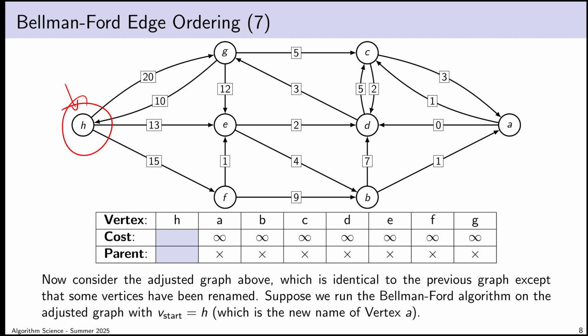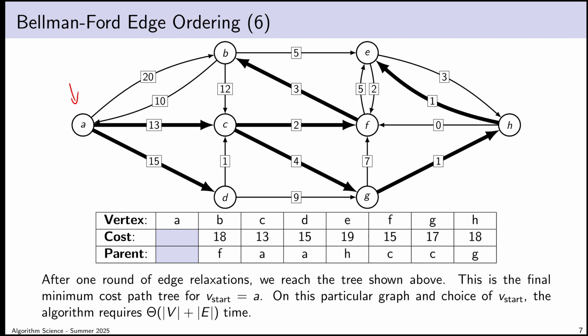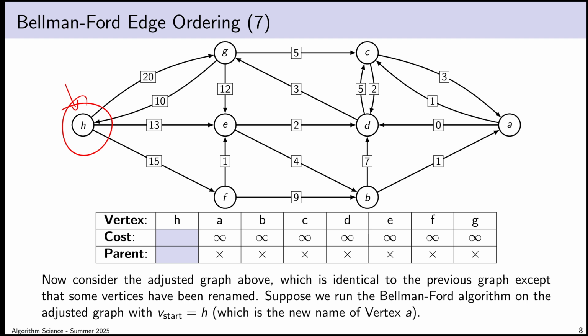And I should actually observe before I do this that another way of doing the same example would be to redo the previous example where this is still called vertex A, but consider edges in reverse alphabetical order. I've chosen to do it the other way around where I still do alphabetical order, but I relabel the vertices because I feel like visually it's more obvious what's going on in that case.